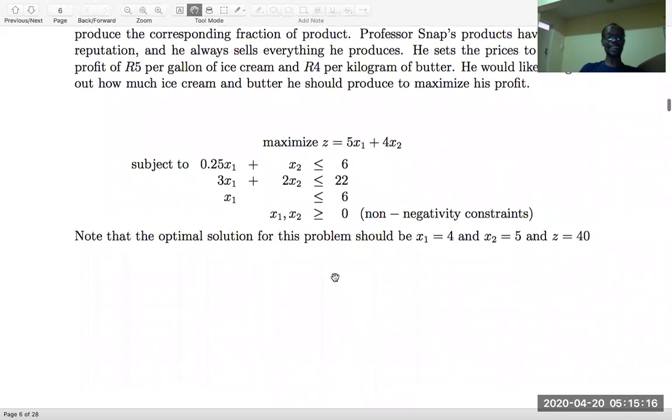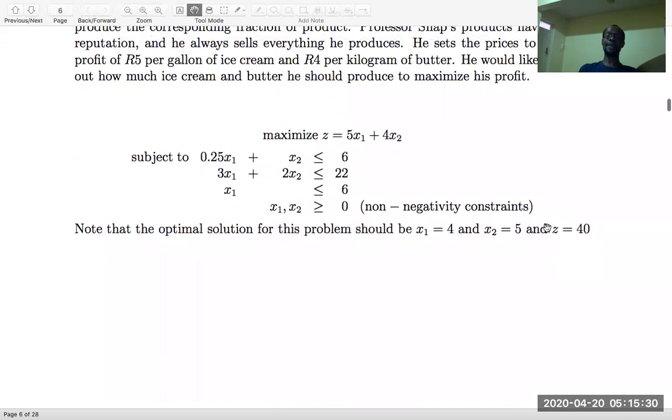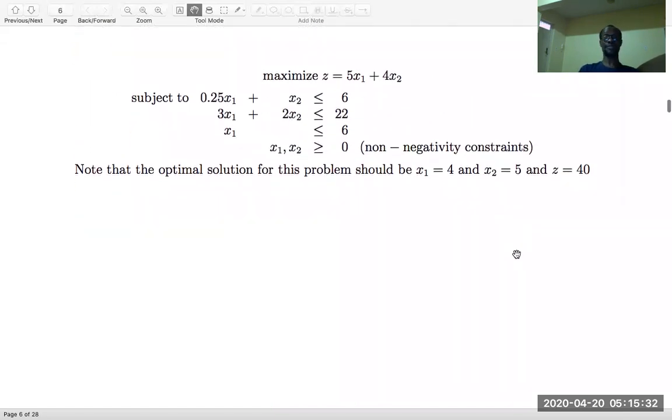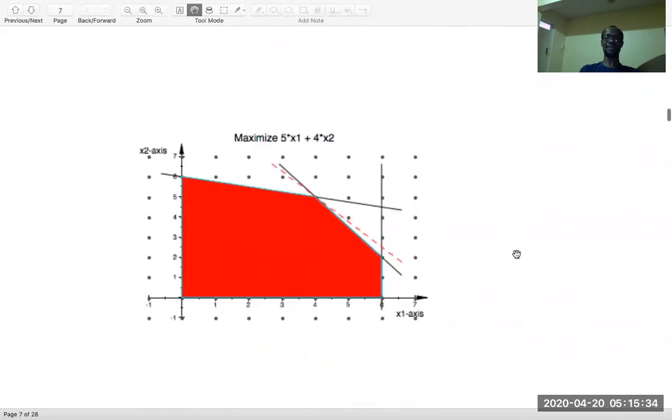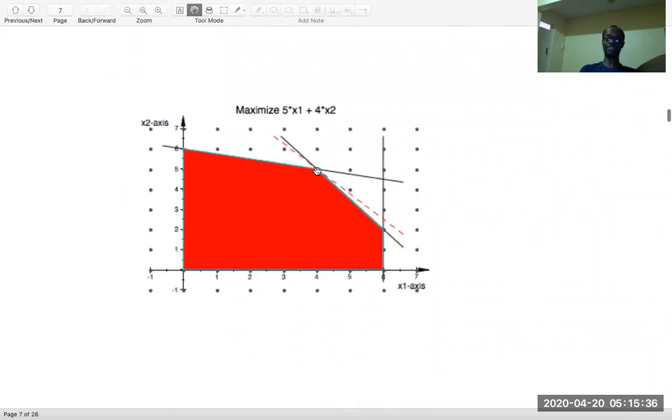Again, if you plot this and solve for the optimal, you should get that x1 is 4 and x2 is 5, i.e. this optimal solution is obtained when x1 is 4 and x2 is 5 and z is equal to 40. You are expected to show all your steps in the test or in the exam. So it should look like this and you should get that point.